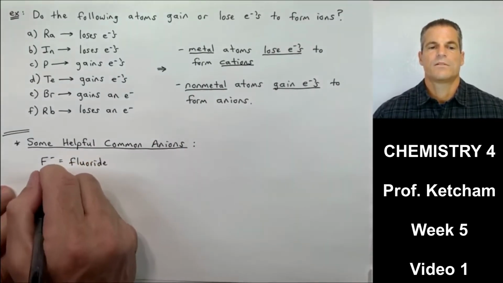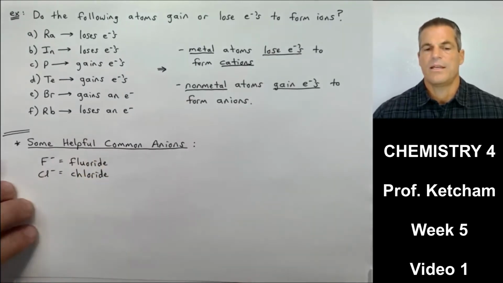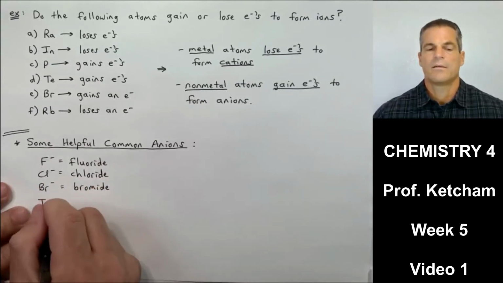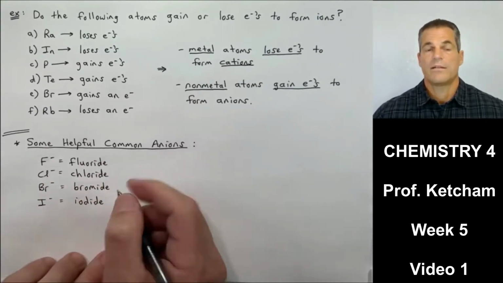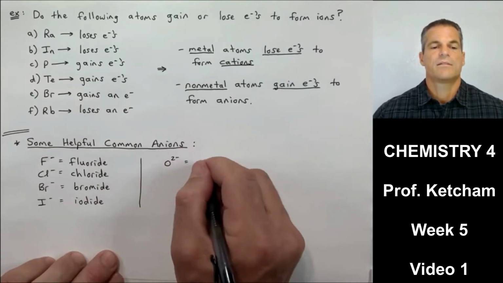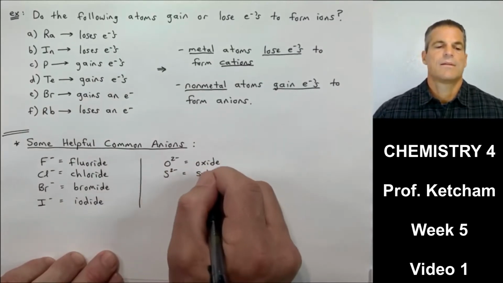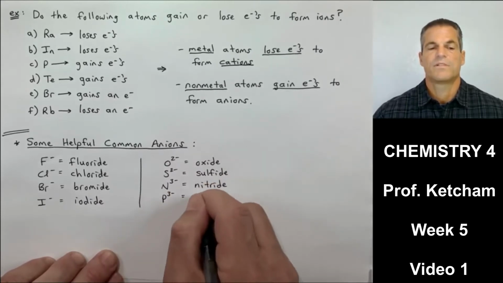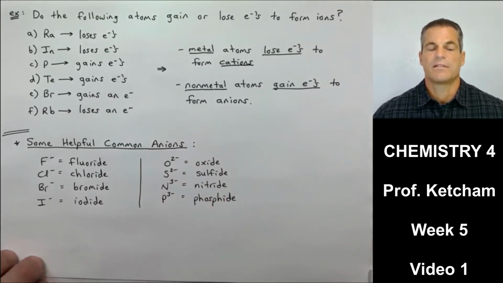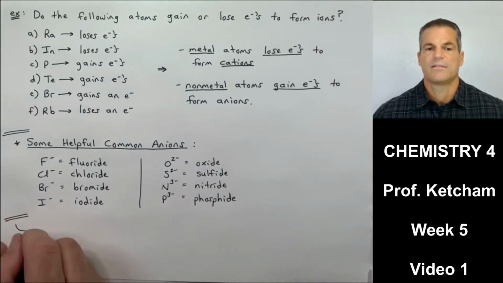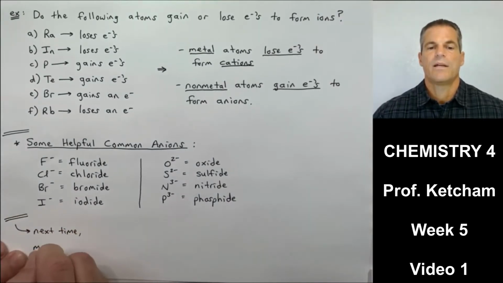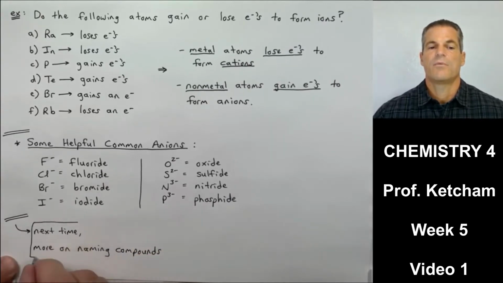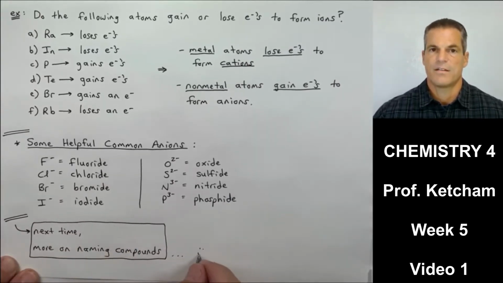Now, here are some helpful common anions that we see all the time. F- is fluoride. Cl- is chloride. Br- is bromide. I- is iodide. So those are the halogens, right? Group 17, they like to gain 1 electron as nonmetals to form anions. O2- is oxide, S2- is sulfide, and then the last two there, N3- and P3-, are nitride and phosphide.